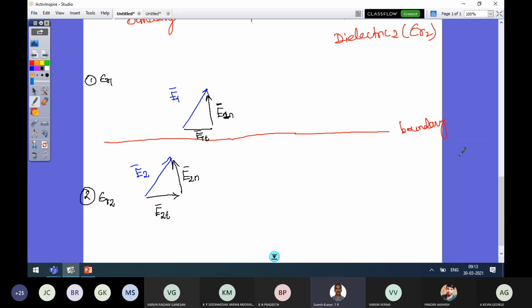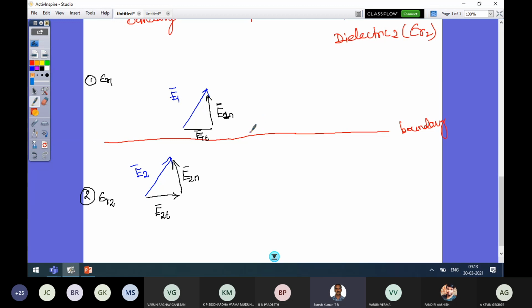Now we need to find the relationship. What will be the electric field on the tangent? We cannot directly find the relationship between electric field 1 and electric field 2. We need to decompose this into the component which is parallel to the boundary and perpendicular to the boundary. Then only can we solve the problem.